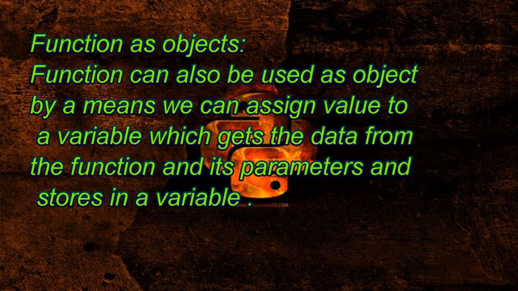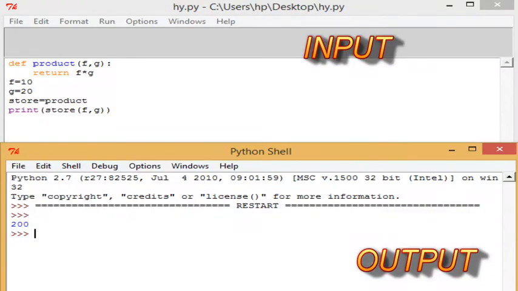Let us take an example. I need to calculate the product of two numbers. I have taken the two numbers f and g. Then I have declared in the function that it will return f into g, which means the result of the multiplication of the two numbers f into g will be returned. Here I have declared the value of f as 10 and g as 20. Then I have taken a variable store in which I am storing the product. Product is the function name, so I am storing the product function in the store variable.